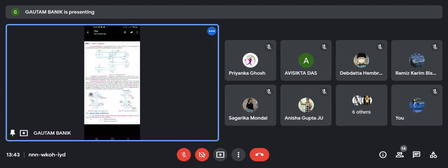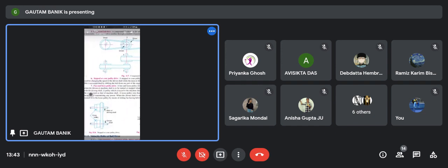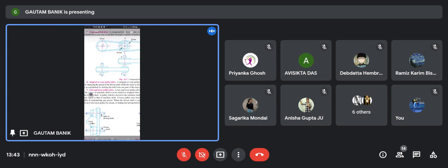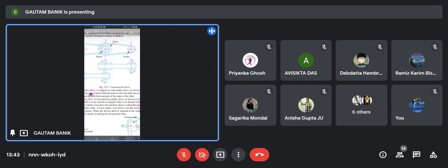Next one is the compound belt drive. This is the compound belt drive. With the driver, you can operate so many machines with the help of the compound belt drive. So here there are one, two, three, four, four pulleys.